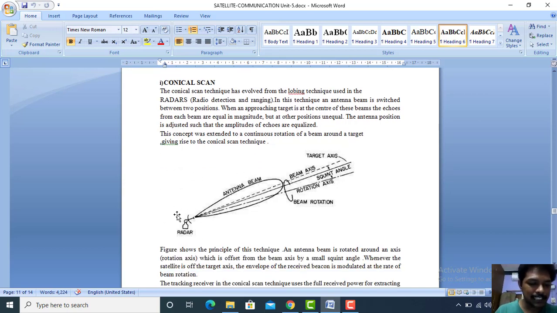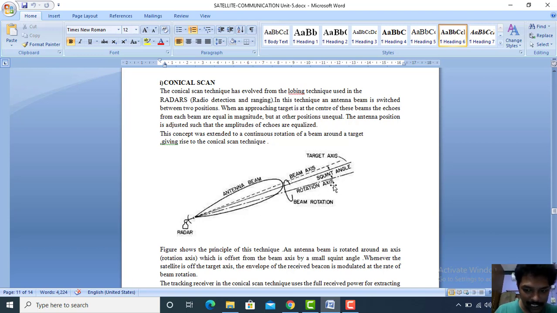The figure shows a device called radar, radio detection and ranging, which consists of an antenna. When the electromagnetic signals are transmitted, they are generated in the form of an antenna beam. It is called a radiation pattern, which we get for the signals transmitted to the satellite. It shows the axes: beam axis, squint angle, and rotation axis. Squint angle is the variation of the signal margin value.